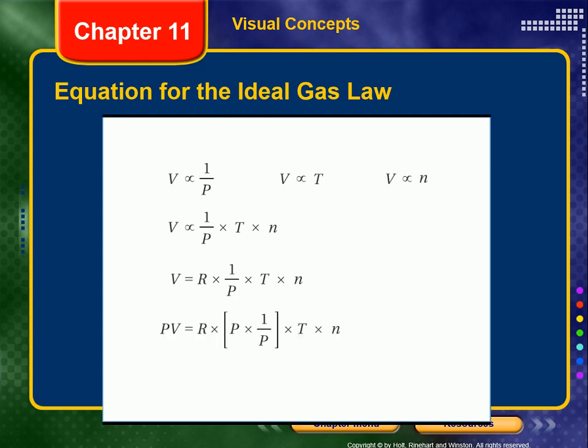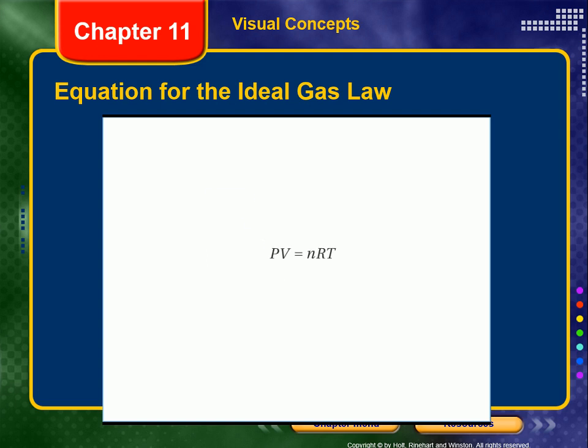Now, if we multiply both sides of the equation by P and rearrange slightly, we get the ideal gas law expressed in its most common form. The pressure of a gas times its volume is equal to the number of moles of gas times the ideal gas constant times the absolute temperature of the gas.